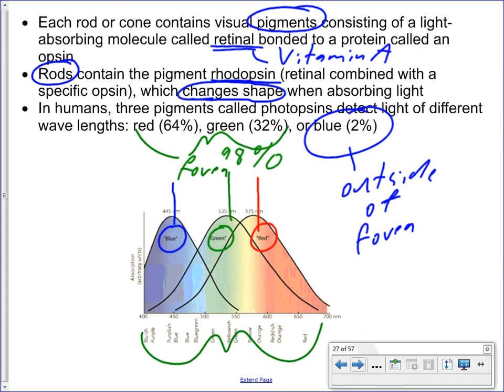There are some other organisms that have a fewer number of cones. They have a more limited color vision, and there are some that have even more than the three cones that we have. In birds, for example, they're able to see into the ultraviolet range. They have four different cones. In some insects, they are able to see into the infrared range, and they possibly have four cones as well that allow them to do that.